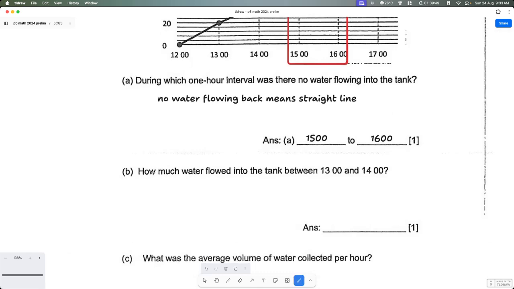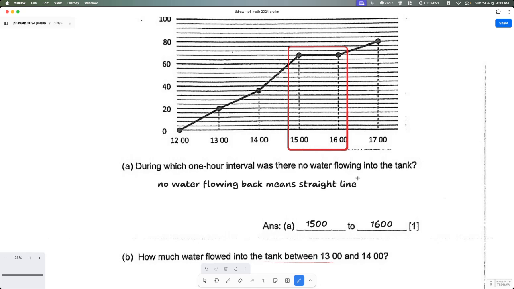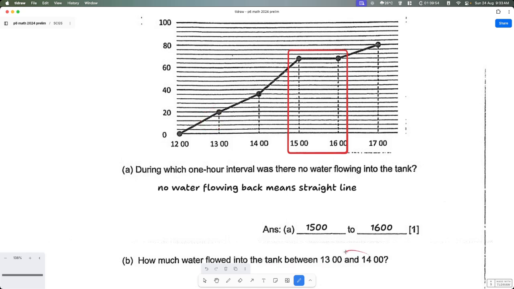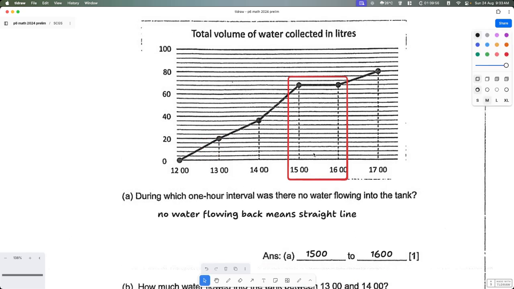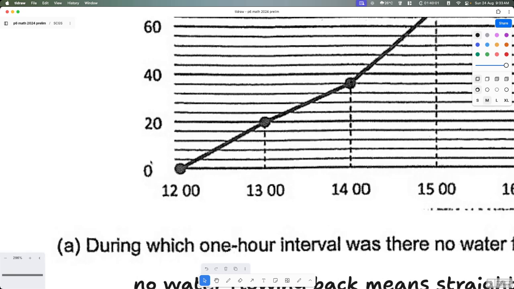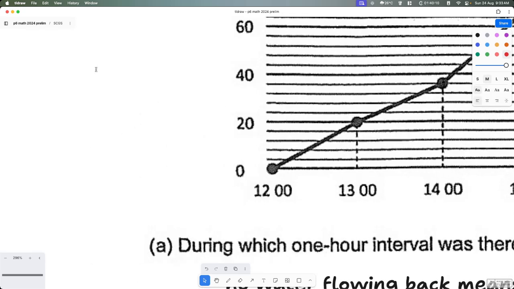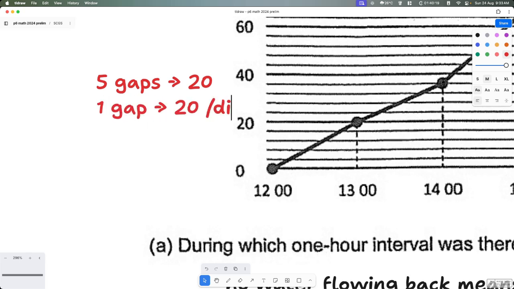Part B. How much water flowed into the tank from 1300 hours to 1400 hours? So for total volume collected, we want to know the number of gaps first. Let me make this in red. We have 1, 2, 3, 4, 5, so we have 5 gaps. 5 gaps is equal to the first number that we see other than 0, which is 20. So one gap is equal to 20 divided by 5. This will become 4.